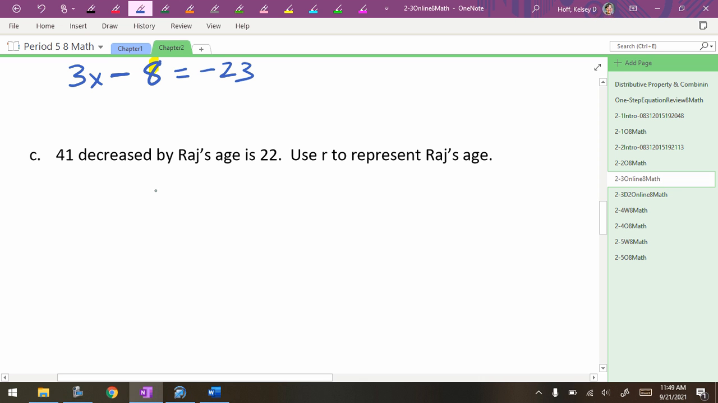Take it back. Nevaeh. Anybody else do 41 minus R equals 22? Do I have to swap the order on this one? Nope. Is she right? 100%.